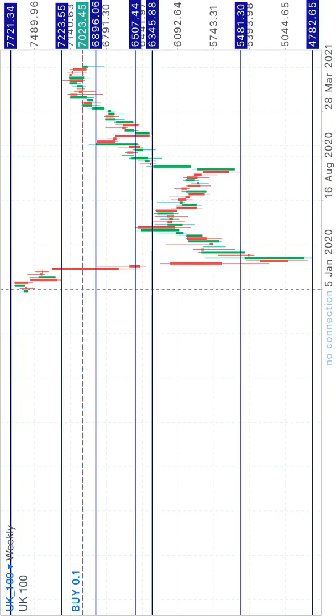So on a weekly chart, I'm done identifying all my obvious support and resistance.